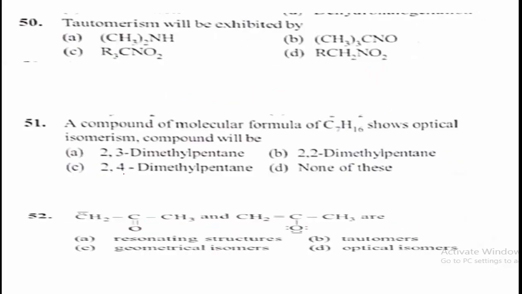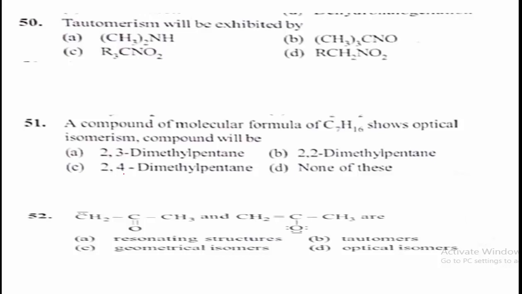Next question number 50. Tautomerism will be exhibited by which? Okay students, just recall the previous year concept, tautomerism. Tautomerism is also called keto-enol formation or keto-enol conversion. Which type of compound shows tautomerism? Remember students, the compounds which contain an alpha hydrogen atom show tautomerism.